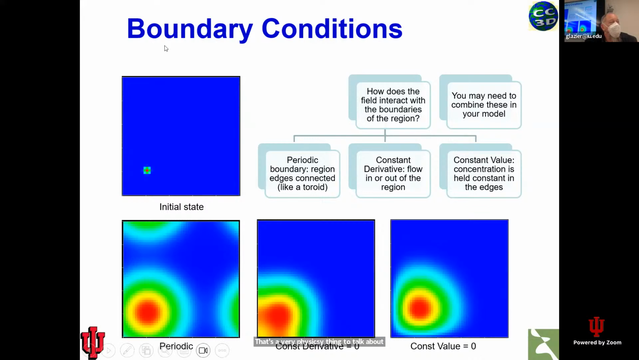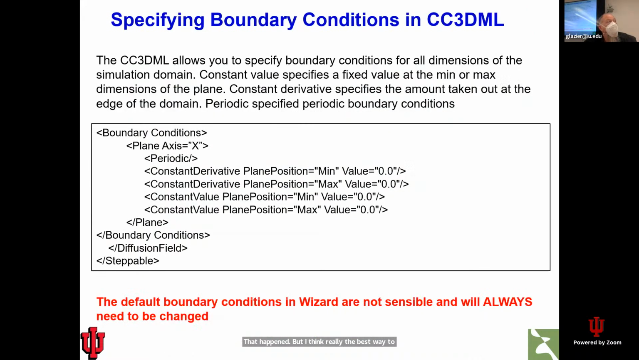In physics, typically you go the other way. You learn the wave equation first, and then you learn the diffusion equation. That happens. But I think really the best way to understand the boundary conditions is to play with them.